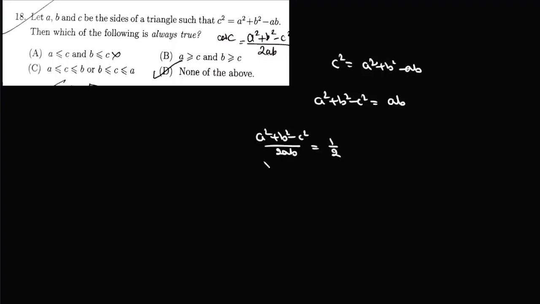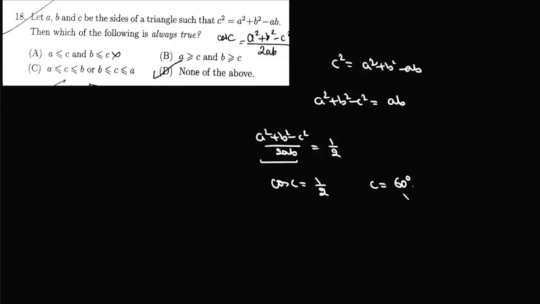Now in question number 18, we are given that A, B, C are sides of a triangle such that C square equals A square plus B square minus AB. Now we can rearrange this as A square plus B square minus C square equals AB, or A square plus B square minus C square upon 2AB equals 1 by 2. Now this is nothing but cos C. So this cos C is 1 by 2. That means this angle C is 60 degrees.